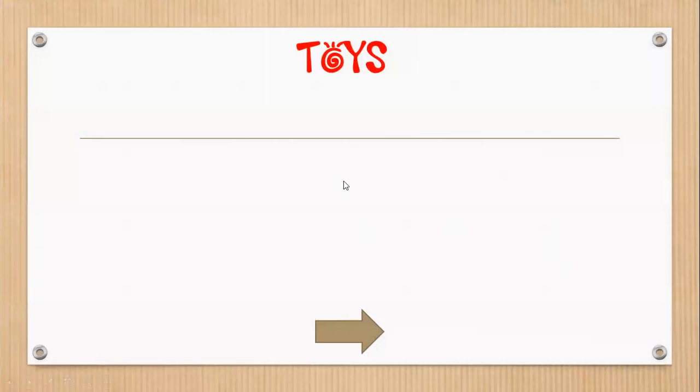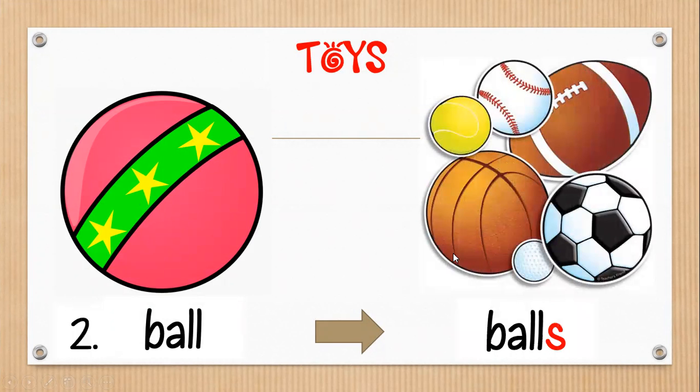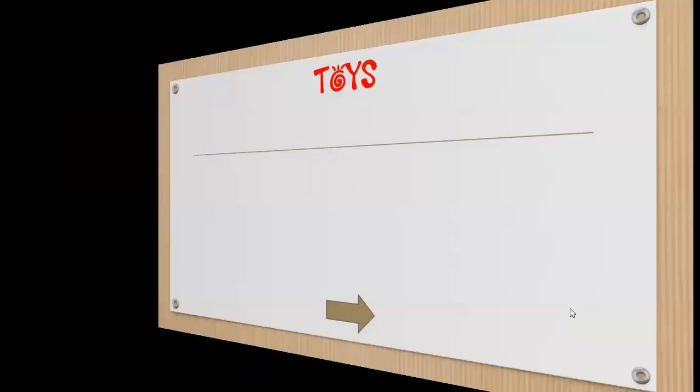What other toys do we have? Look here. A ball. On the other side, one more time, we have many balls. Let's see. 1, 2, 3, 4, 5, 6. 6 balls. So one more time, listen. Ball, one ball, balls, 6 balls.